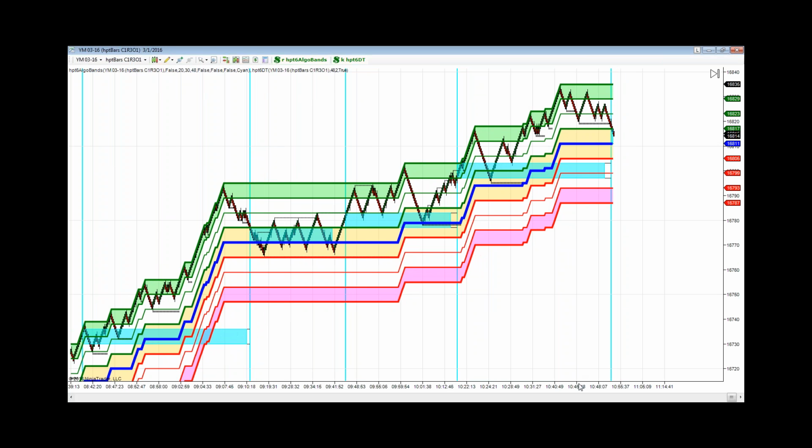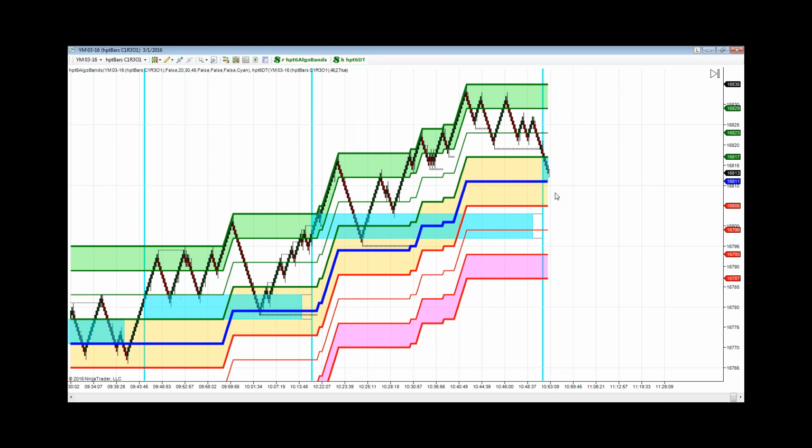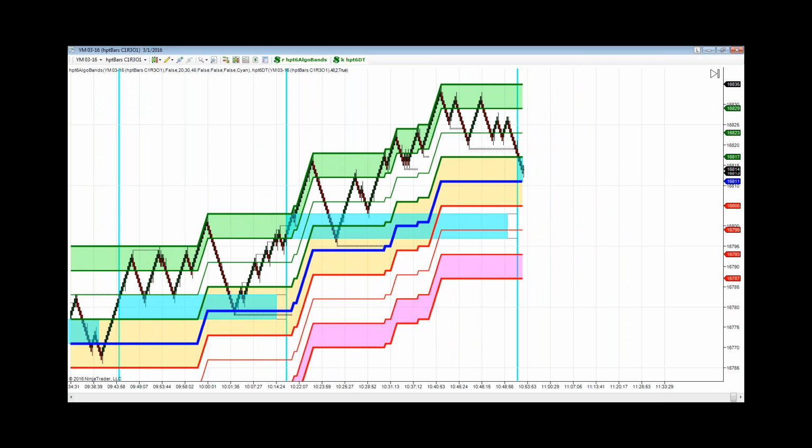So let's watch this one. What we're looking at is right now, if we get a reversal bar up, that will be an entry. As long as we don't trade below here, that'll be an entry. Will it work? I don't know.